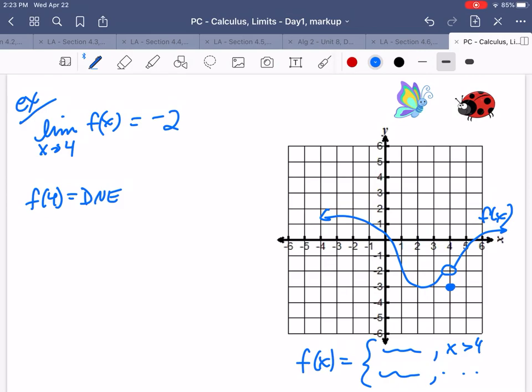So this is your graph you're looking at. So now this would no longer be true. If somebody asks you for f of 4 right now, you'd be like, oh, it's -3. But I still want you to realize that the limit is still -2.